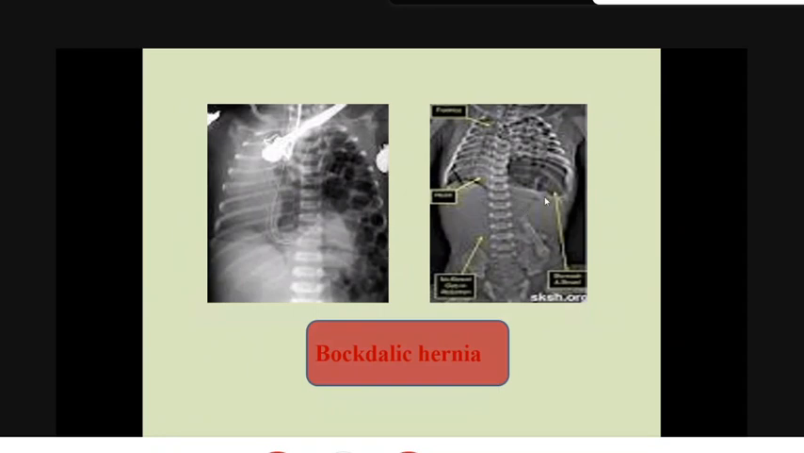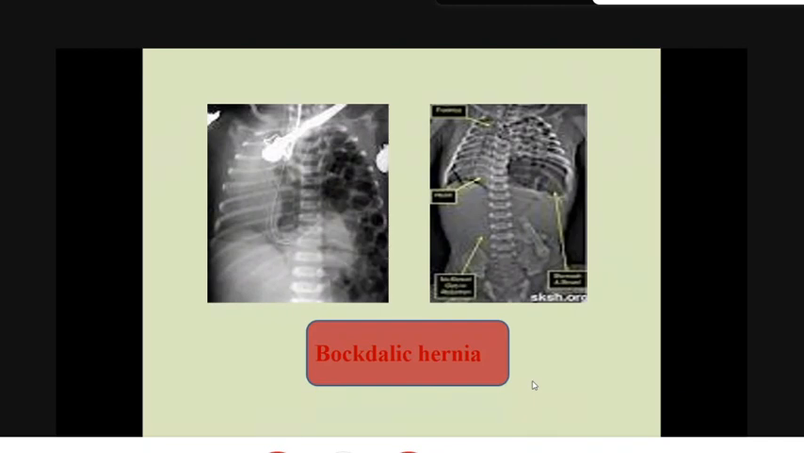The most common and most clinically presenting congenital hernia is the Bochdalek hernia. Bochdalek hernia is usually due to a defect in the closure of the posterior aspect of the diaphragm on the left side. It usually may present as a case of respiratory distress syndrome in early infancy.